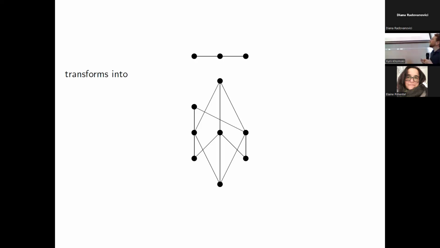And now if you ask me, is there an edge between here and here? Well, I look and I say, this element is less than both of those, so that means that there is an edge. This element is less than both of those, so that means there is an edge. This element is bigger than both of those, so that means there's not an edge. So I can recover the edge relation of the graph.